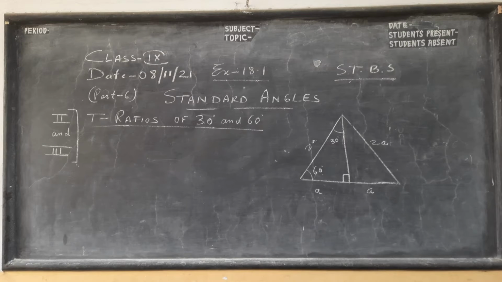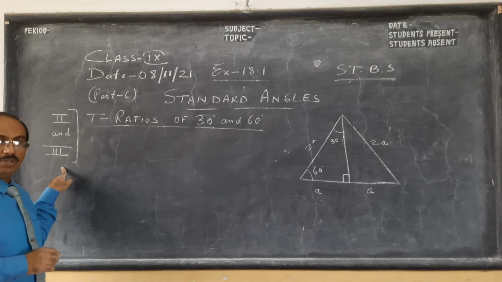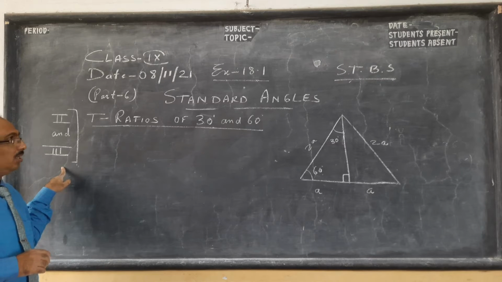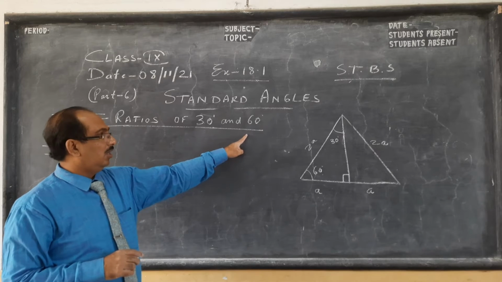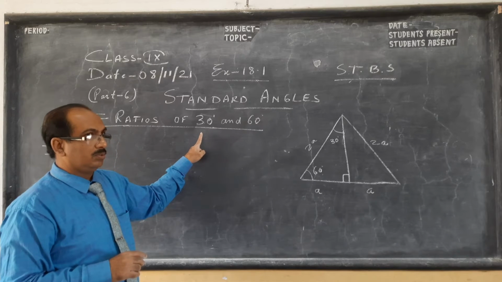So next, children, we are going to see how we get trigonometric ratios of 30 and 60 degrees. First part I have shown you 45. Now you will see how we are going to do 30 degree and 60 degree.